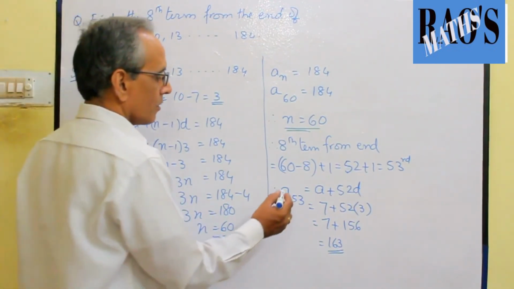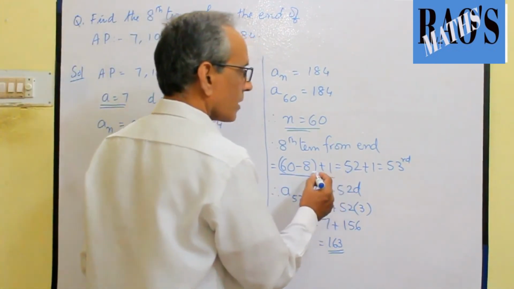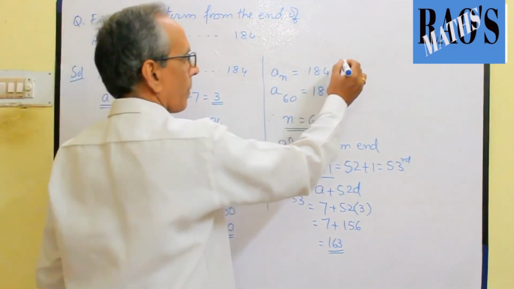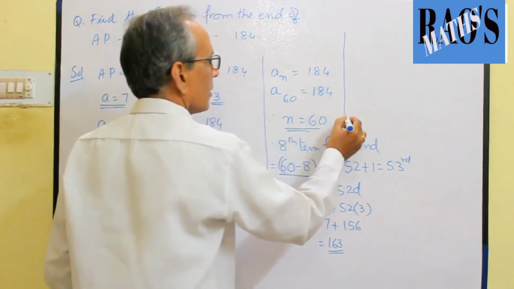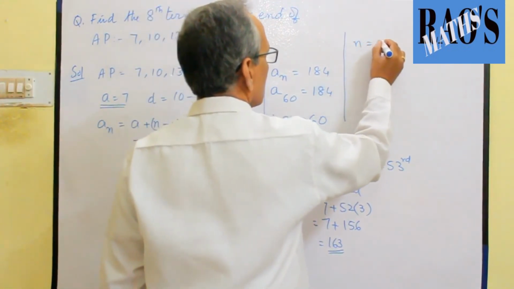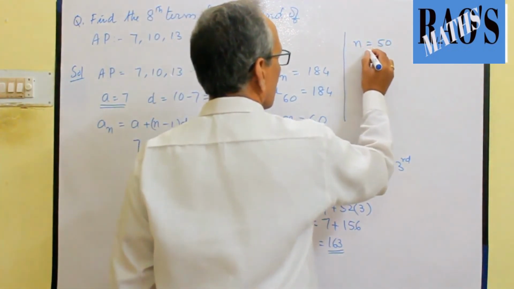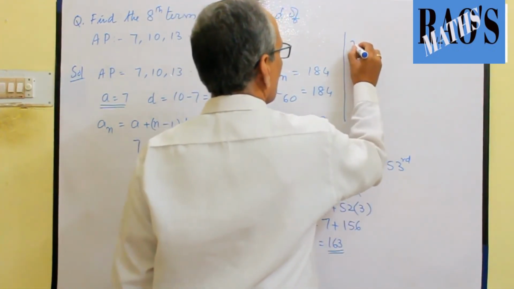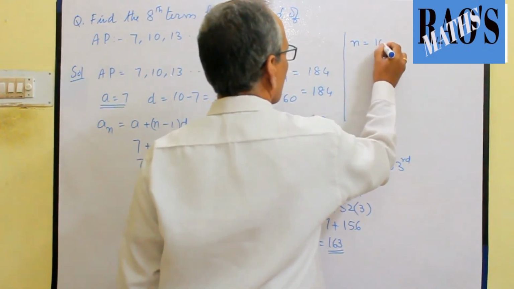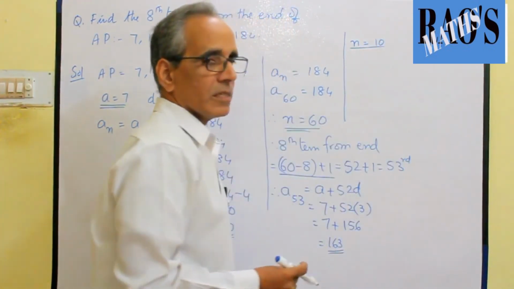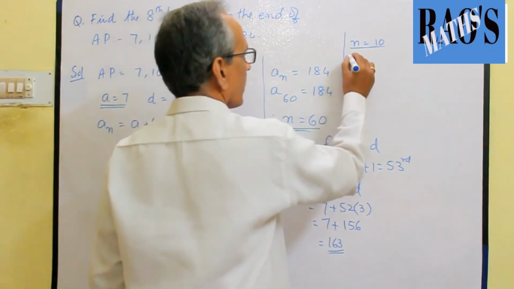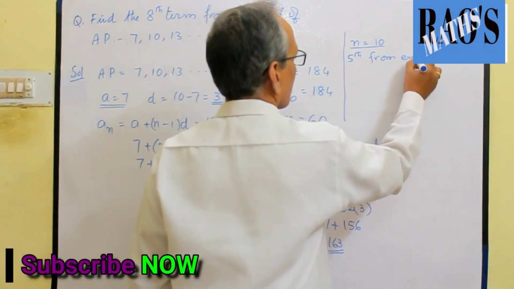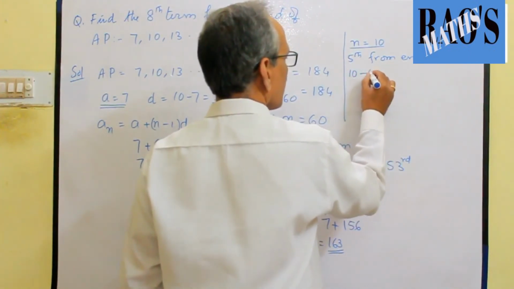So you may often be confused about why I am subtracting and adding 1 here. Okay, let me give a clarification. Suppose I take some small number to make you understand clearly. If n is equal to 10 observations, I want the 5th term from the end. It's not just 10 minus 5.